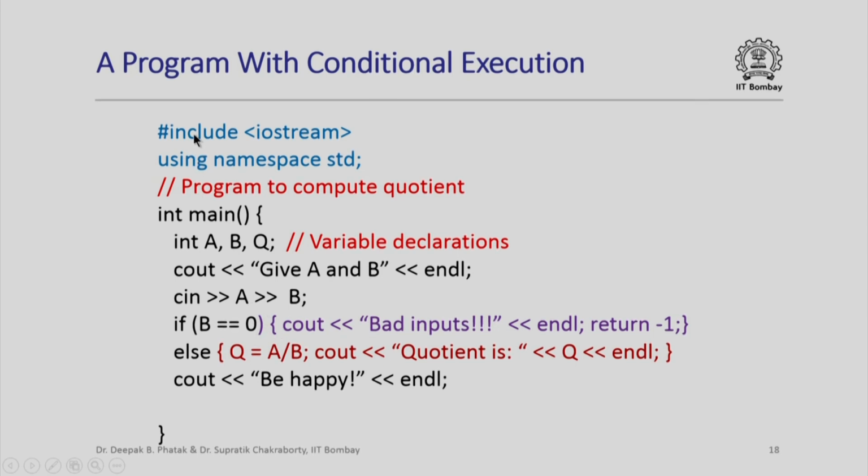So if you look at this program, this has the compiler directives, it has some comments, some variable declarations, a message asking for the values of a and b, reading the values of a and b, and if b is 0 it outputs this message and returns straight away from here, and in this case it returns -1 saying that something bad has happened. So this -1 could indicate to the caller that something bad has happened. Otherwise it computes the quotient, outputs the quotient, says be happy, and then returns 0, and this 0 might indicate to the caller that everything was fine.